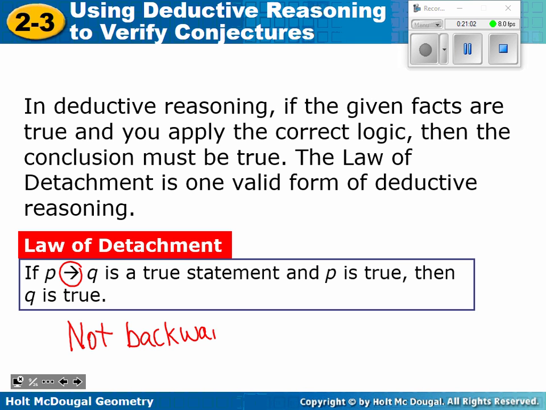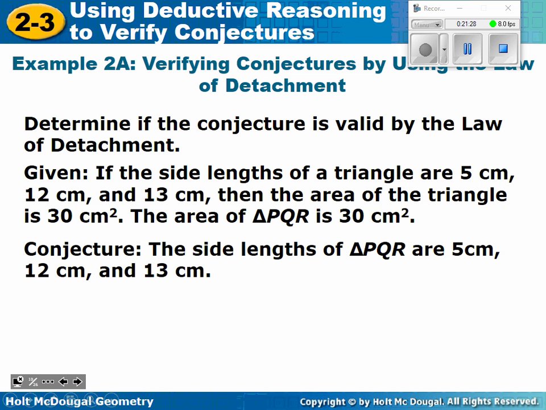In other words, you cannot be given the end of the statement and conclude the beginning of the statement. Okay? So they're going to give you some series of situations here, and they're going to say, is this a valid use of the law of detachment? Meaning, did they do it correctly? If they gave you a true statement and they give you the first part happens, you can conclude the last part happens. But if they give you the last part happens, you cannot conclude the first part happens. Let's try it and see.